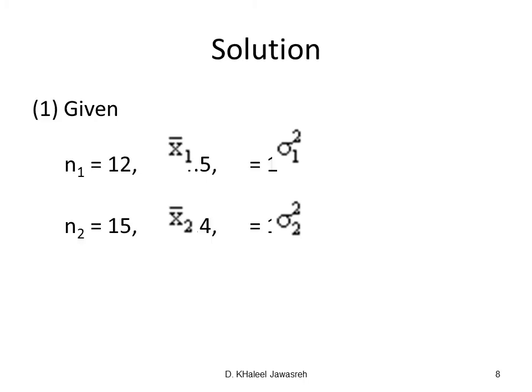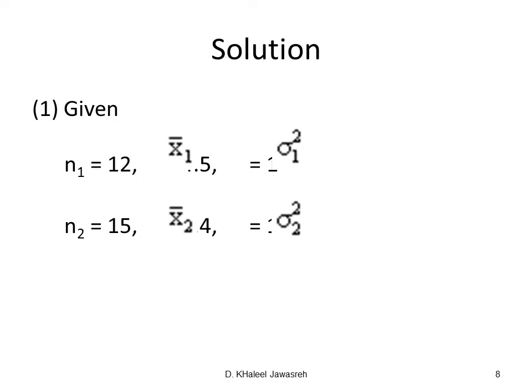Now we do need to summarize what kind of values we have in this example. The number of observations for the first population is 12. The mean of the first population is 4.5, and sigma square 1, the variance for the first population, is 1. Also we have 15 samples for the second population with x bar of 3.5 and the variance is 1.5. So these are the values to be taken from the example.